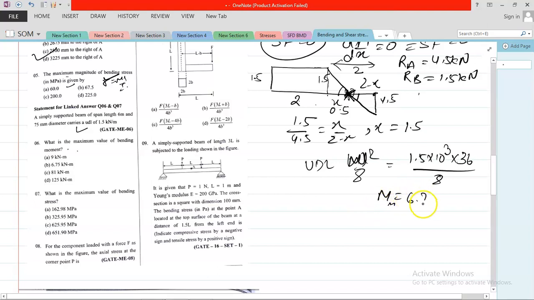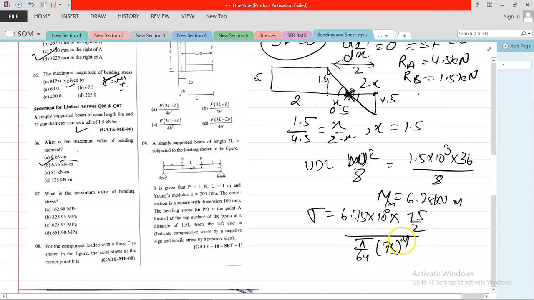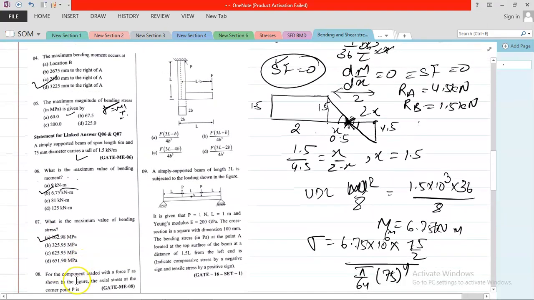6.75. The value is coming 6.75 kilonewton meter. Now what is the maximum value of bending stress? Just simply put the value, sigma is equal to 6.75 into 10 raised to the power 6 Newton mm into y, where the value is 75 mm diameter. It is circular, so you can write 75 divided by 2 divided by pi by 64, 75 raised to the power 4. So you can simply obtain the maximum bending stress. The maximum bending stress is coming 162.98.